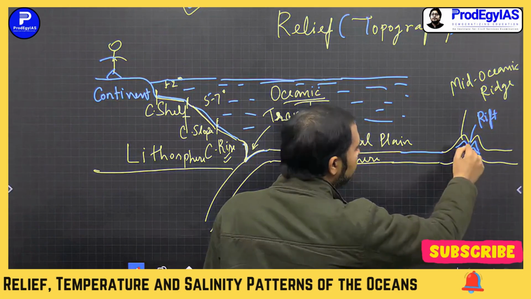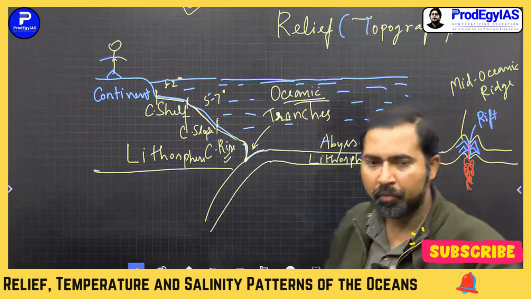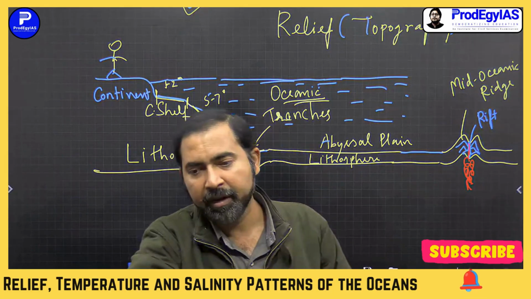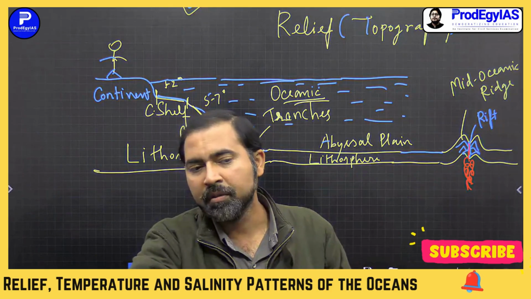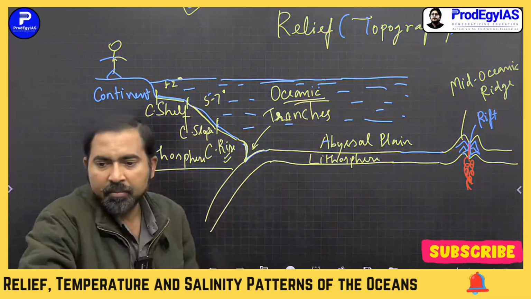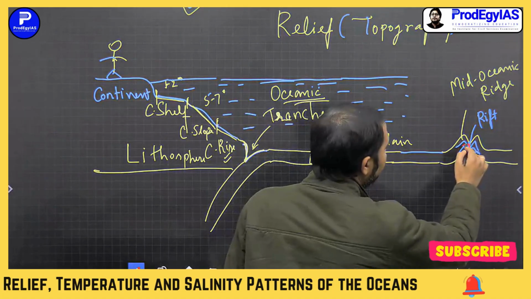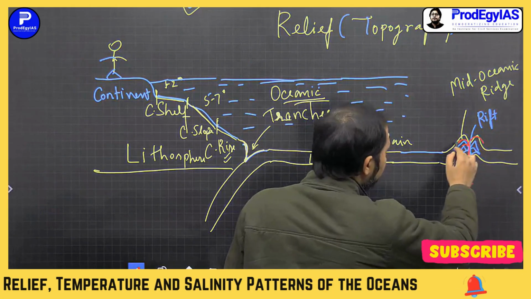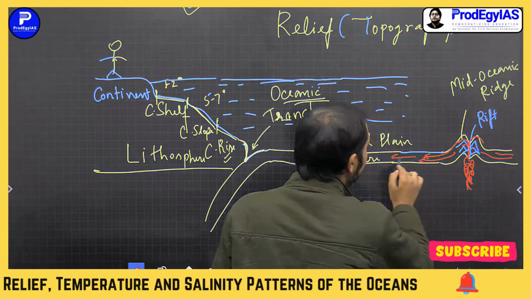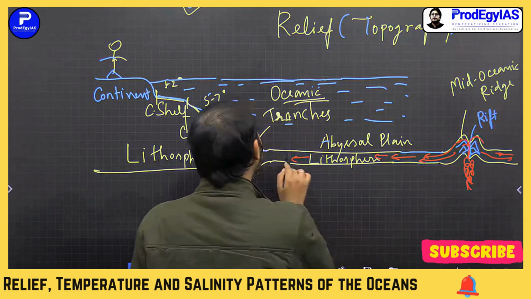These are the areas where there is a continuous chain of volcanoes, though they are not very large and cone shaped. They are very low height volcanoes, but you can find them along the long stretch of these mid-oceanic ridge areas. So this is the magma coming out from here, and in this way the sea floor spreads. This is the manner.